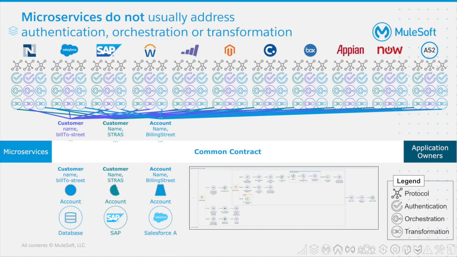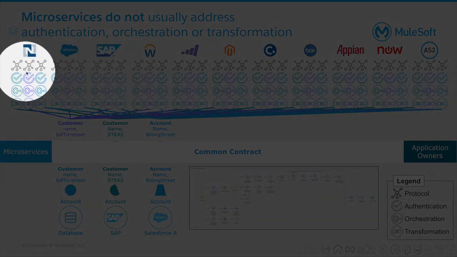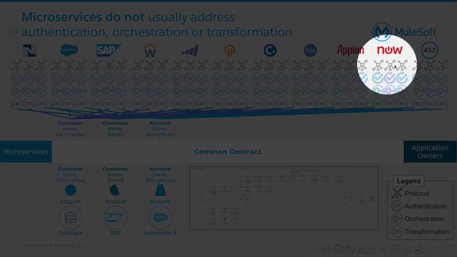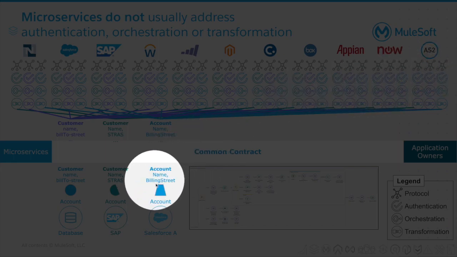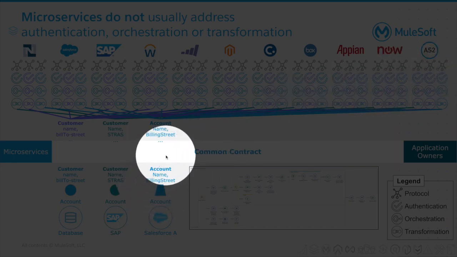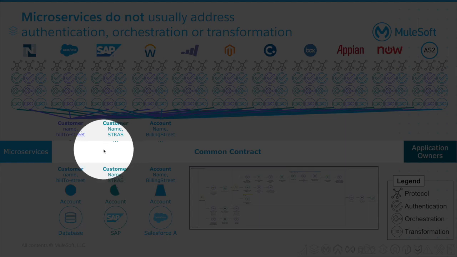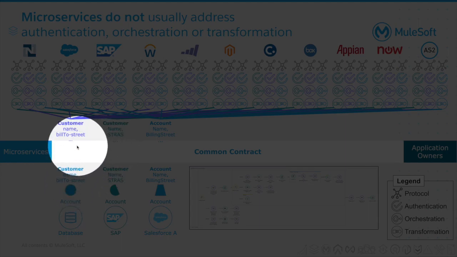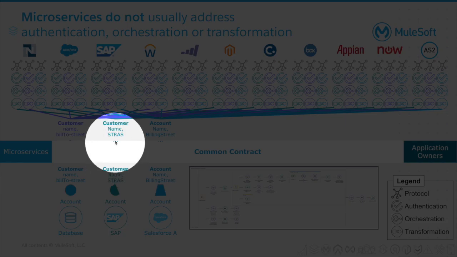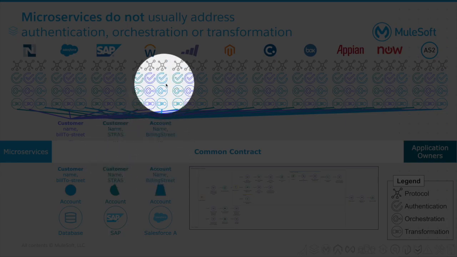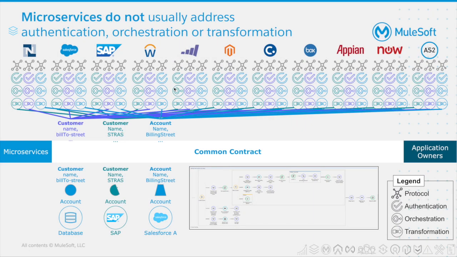Well, that'd be great if it did, but typically microservices are only addressing one piece of this, which is dealing with the protocol and exposing these back ends through HTTP instead of whatever protocol they're using. But the data is still represented in the format of that source system, and we still have to know how to authenticate, orchestrate, and transform that data in all these different back-end systems.